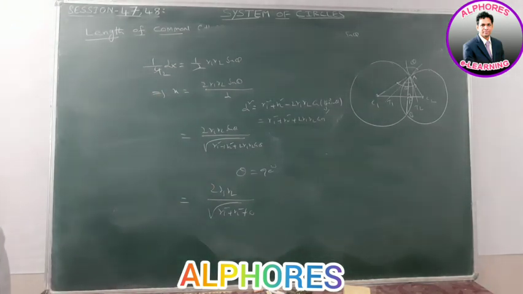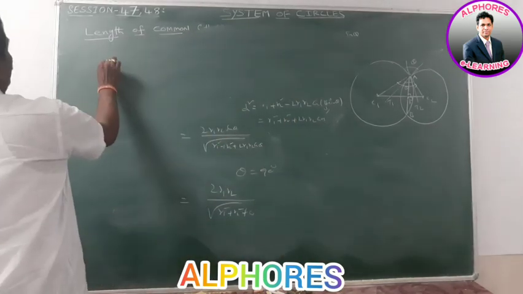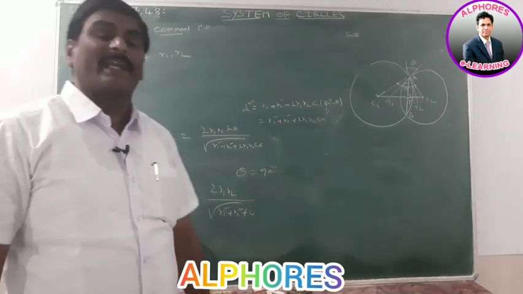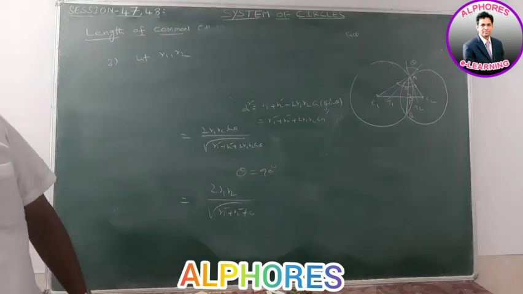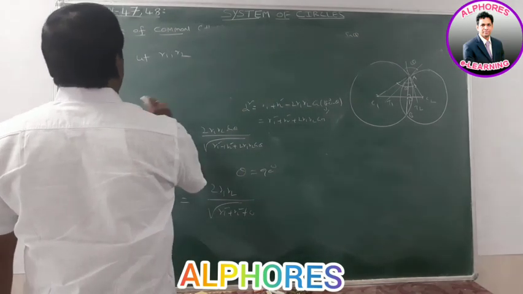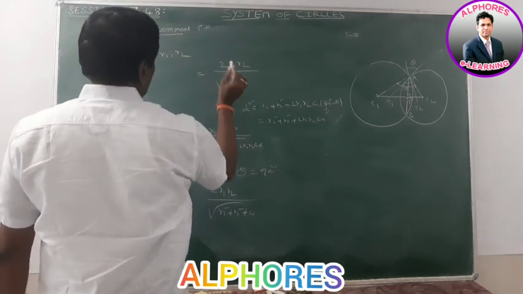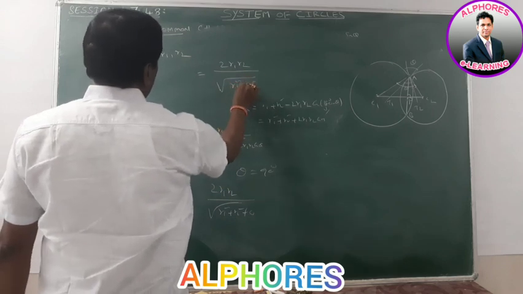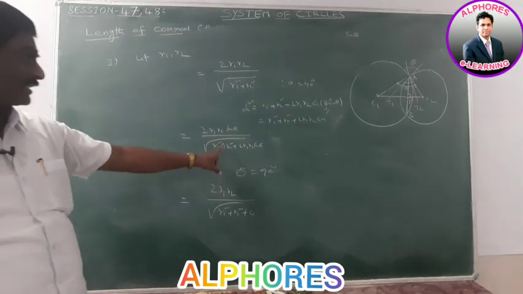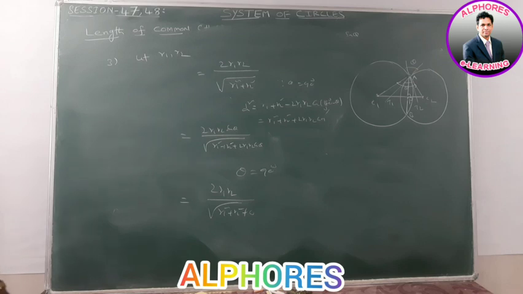Please note third point. Let r1, r2 be radii of two orthogonally intersecting circles. Then the length of the common chord is equal to 2 r1 r2 by root over r1 square plus r2 square, since theta is equal to 90. Substitute the value of theta equal to 90 in the above proof. Very, very important, this formula also.